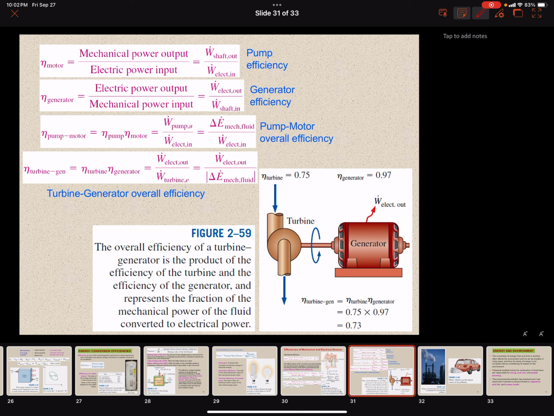When it says pump turbine efficiency, it means for all of these devices or systems. So if we have the efficiency for turbine is 0.75, which is 75%, and the generator is 0.97, which means the generator efficiency is 97%. So the equation will be the efficiency of turbine multiplied by the efficiency of the generator, and we will have 73%.